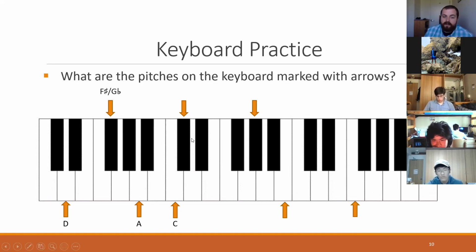Okay, now this key right here has two names. I will take either name. Great. Yes, it is in fact just a half step above this. So we can think of it as C sharp, or if we're thinking of lowering D, it could be D flat. Okay, let's look at this pitch.